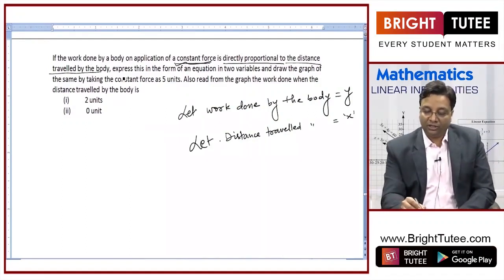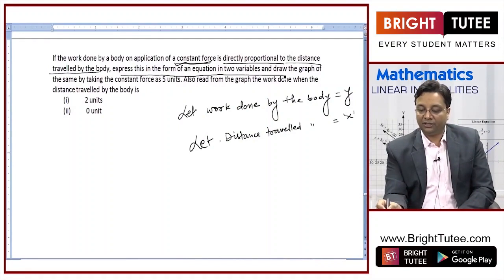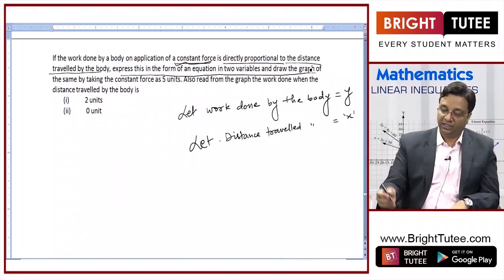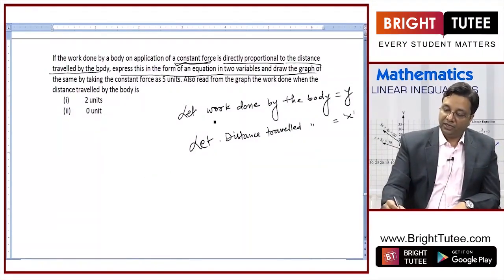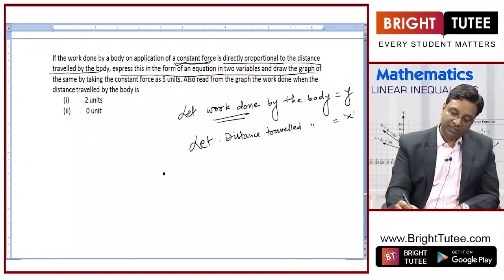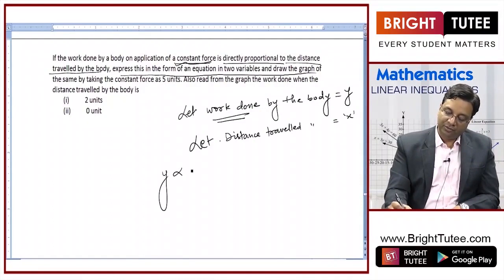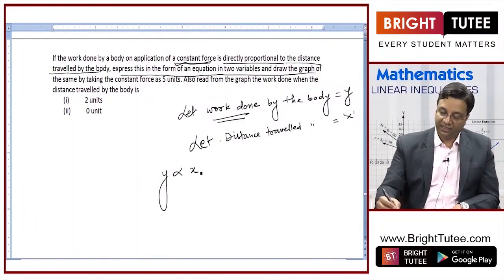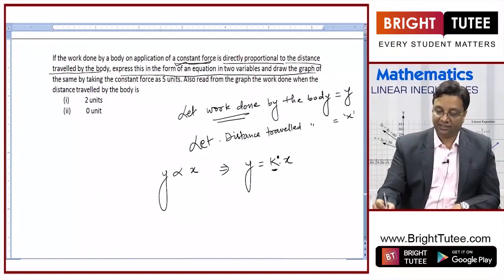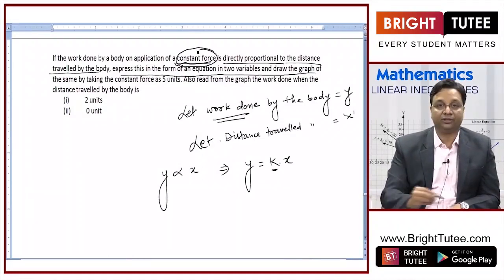Now there is a constant force. Express this in the form of an equation in 2 variables and draw the graph of the same by taking constant force as 5 units. So let us first of all see, work done by application of constant force is directly proportional to the distance travelled by body. So I can say y is directly proportional to x. And I can also write this proportionality in terms of equality by introducing a constant, let us say k, as y equal to k into x. Now what is k? It is already given that it is constant force.